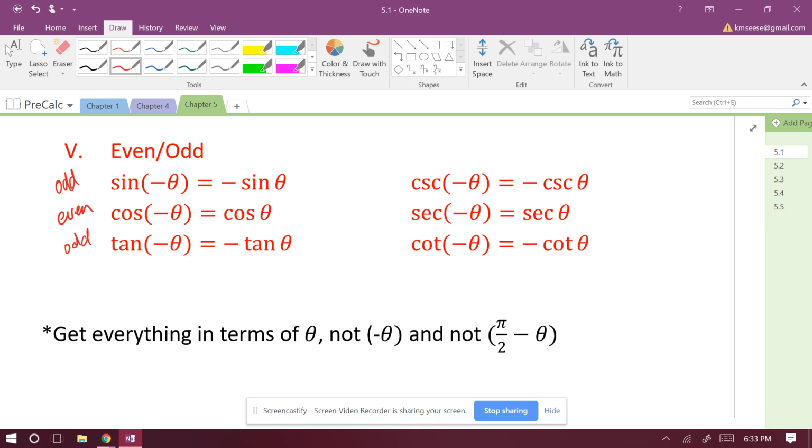So pause this. You need to make sure you have these on your paper. Just a note, you never want to really work with a negative theta or pi halves minus theta. You always want to get everything running through your cofunction identities or your even and odd identities.